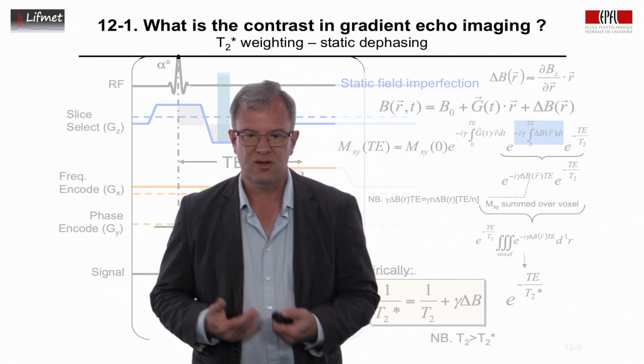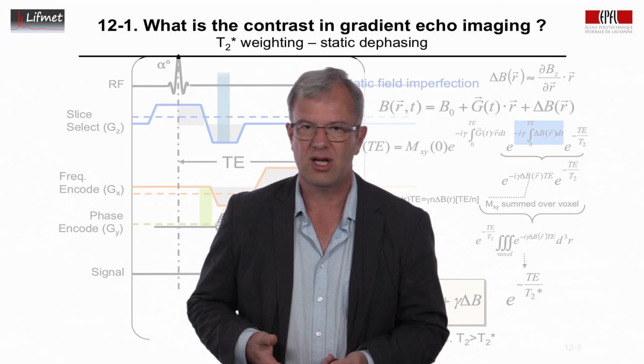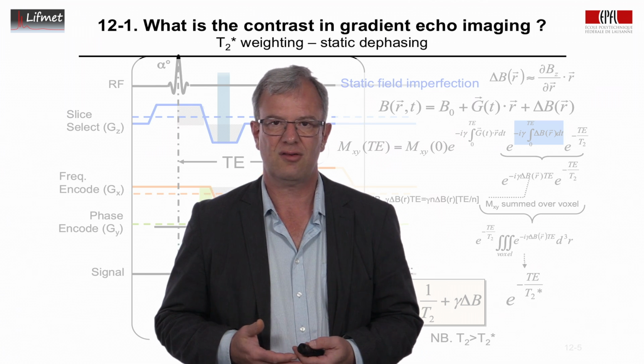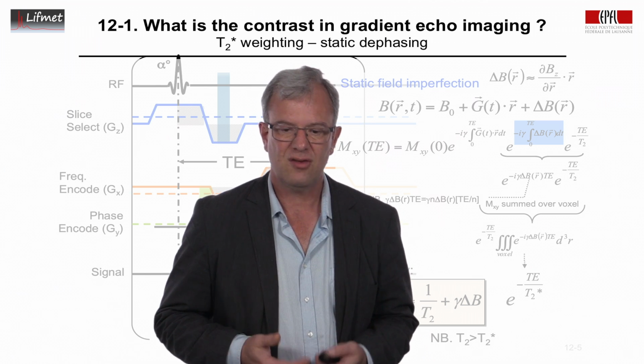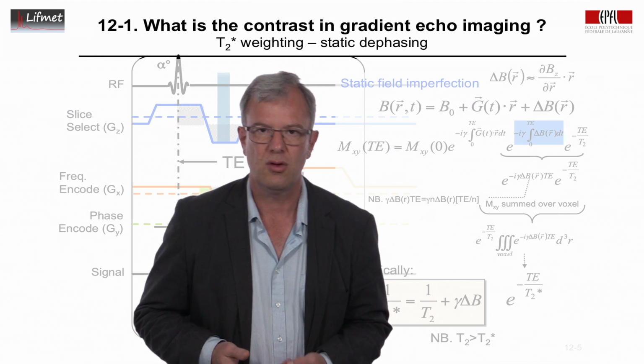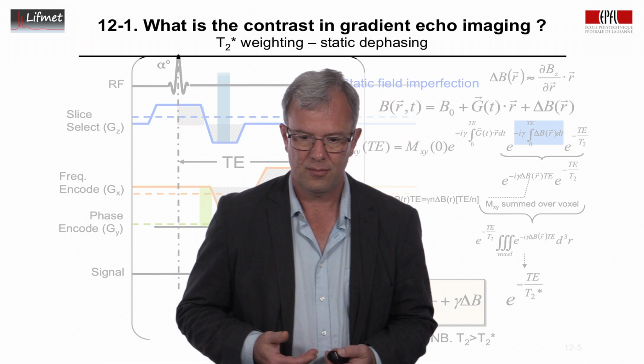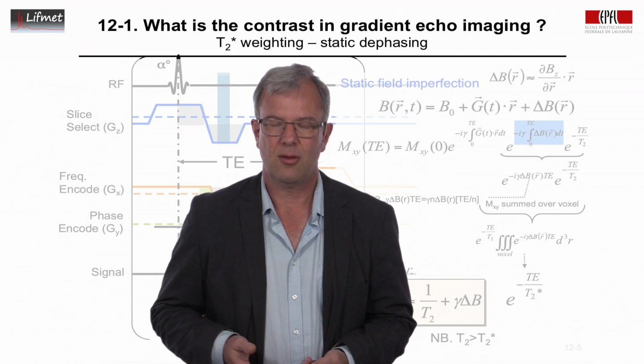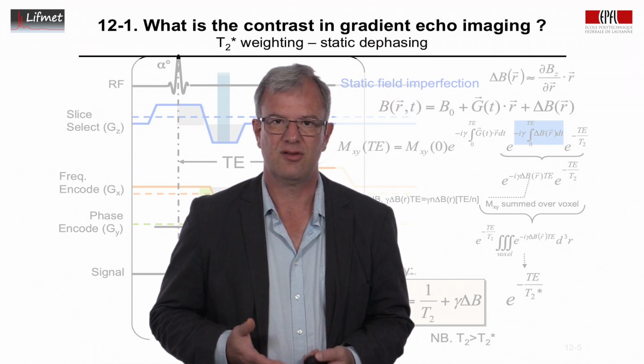So to summarize, the effect of static inhomogeneities, imperfections in the static magnetic field, creates a faster decay of the signal that is faster than pure T2, and also an opportunity for additional contrast, which we'll see in the next section.